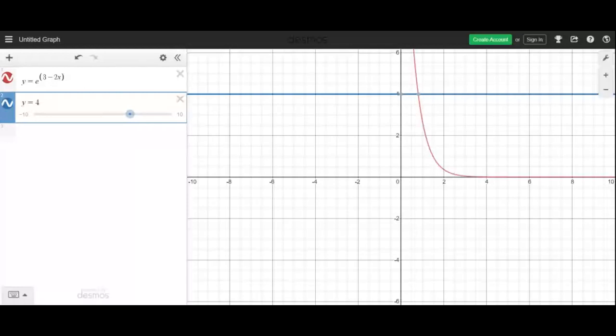So that's what our graph looks like. The e to the 3 minus 2x, that's the red graph, the curve. And then y equals 4 is just going to be a horizontal line at 4. Now, if we're looking for where these are equal to each other, what are we trying to find?